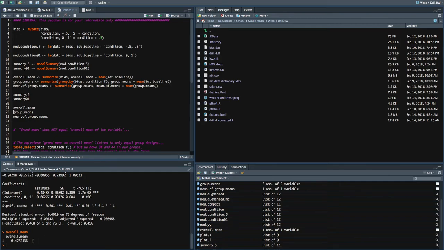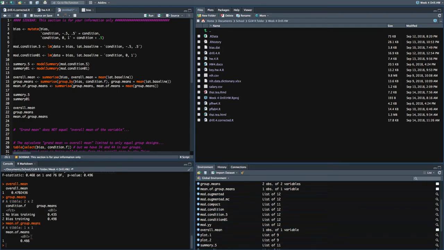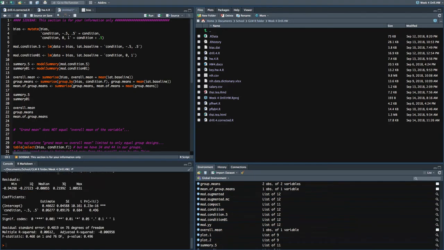I can see that my overall mean for IAT baseline is 0.47. Here, if I run group means, I can see my no bias training group, the mean was 0.435, and the bias training group, the mean was 0.498. And if I take the mean of those two means, I get a mean of 0.466. So going back to what we were talking about earlier, what's analogous to the model that we ran in drill is this summary 0.5, where we see that our estimate is 0.466. And then our slope of 0.06277.